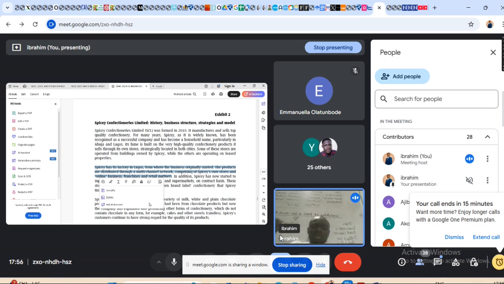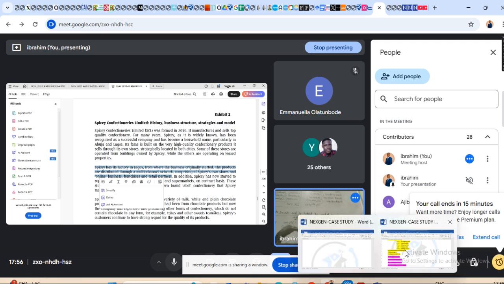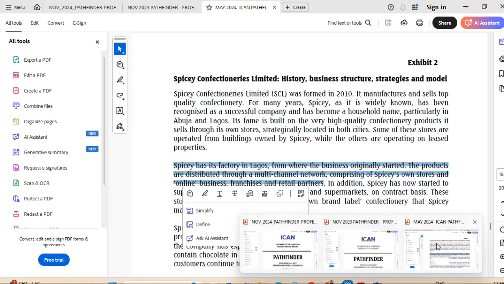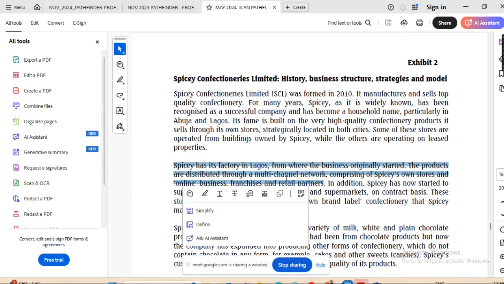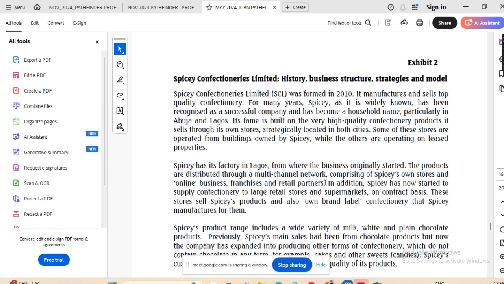So with this, what you are saying here is part of their strength. Because if you have a multiple channel, it will entice the customer to buy more of the product, because it will be convenient for them and it will reduce their costs. Class, are we still together, please?